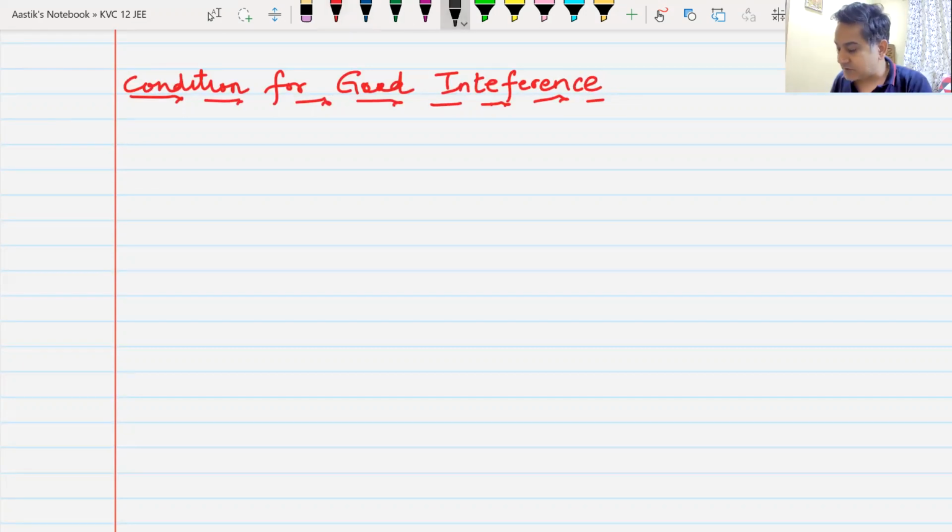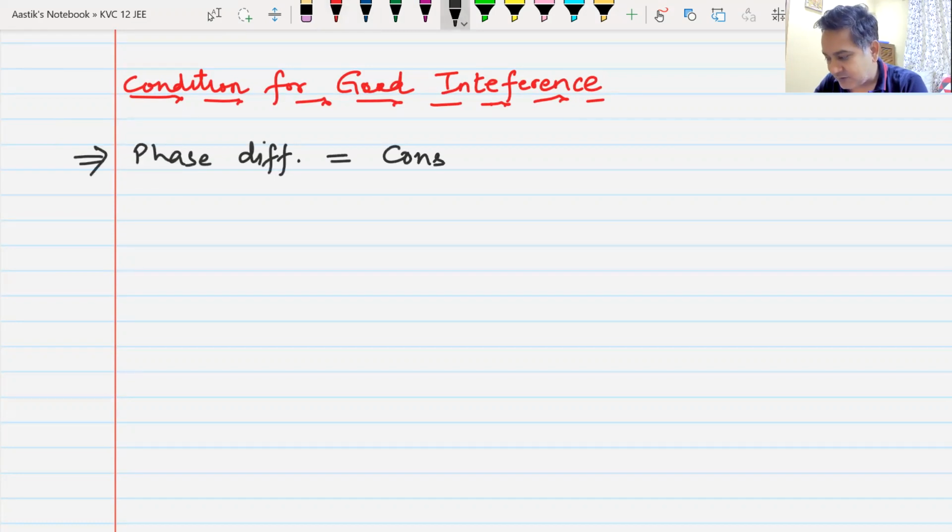For example, the first condition for good interference is that the phase difference between the two waves should remain constant. Well done. Not same, constant. That means the sources must be coherent. If the sources are not coherent, they will not ask you directly.